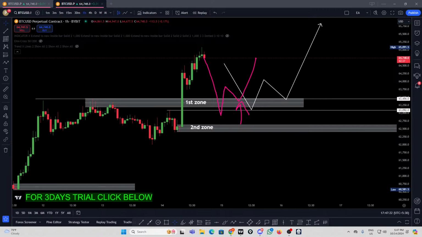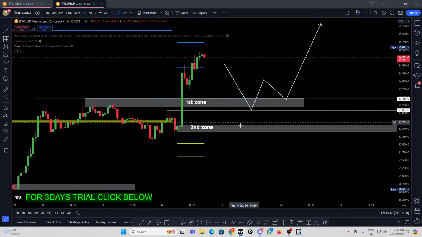All right, so the second zone is here. If these two levels break, then we'll just wait for a new setup. All right, because this zone is very important.